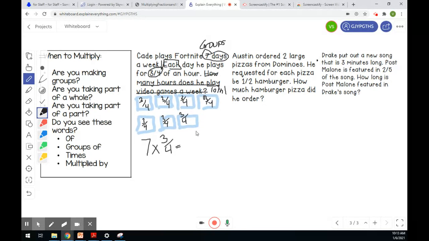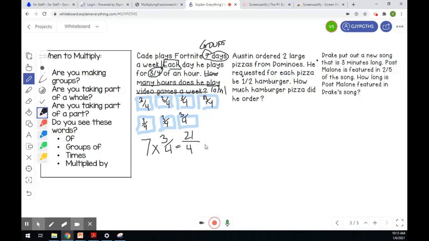Because the denominators are all the same, I know that my denominator is going to be 4. I just have to count my numerators because remember, multiplying is repeated addition. So I have 3, 6, 9, 12, 15, 18, and then 21. So I have 21 fourths.